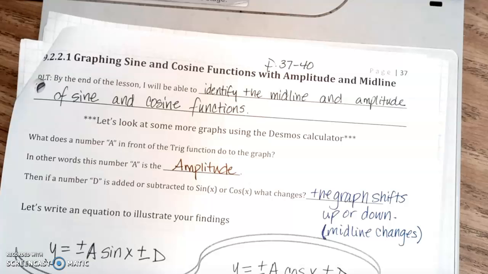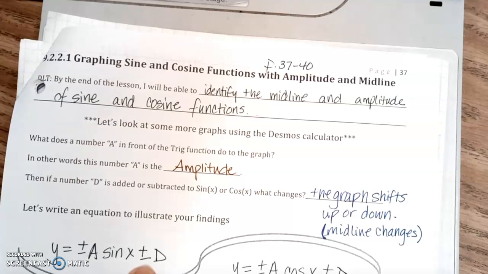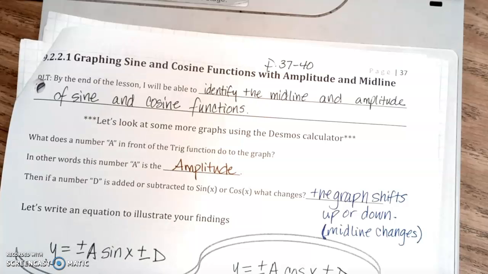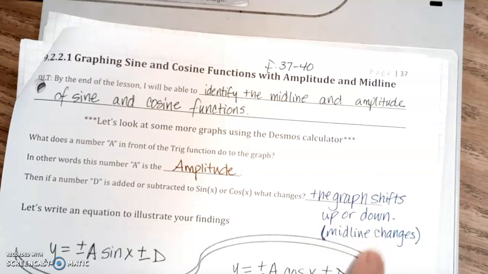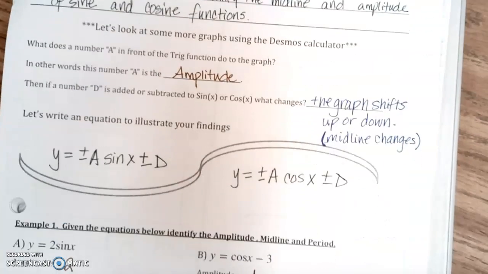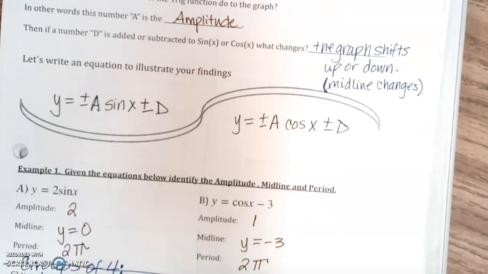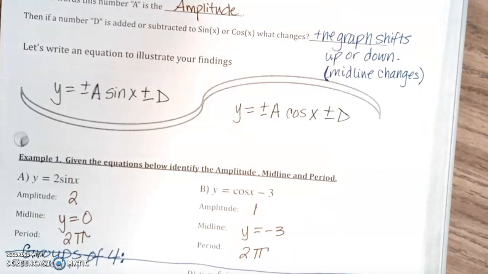And then at the end of the equation, you're going to have a plus or a minus D, so plus or minus some number. That's going to add or subtract to your sine or cosine. That's going to shift your graph up or down, meaning it's going to change that midline. Okay? Let me give you guys a chance to catch up.